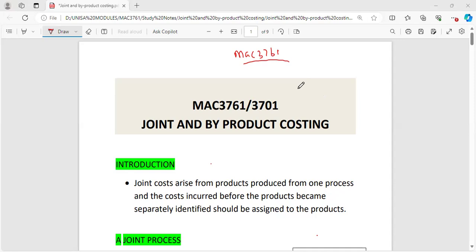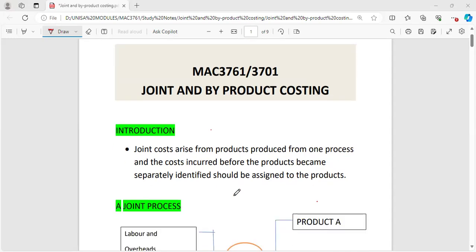So in that case, we can only be able to allocate the cost to the products after the split off point. So which means during the process, we cannot be able to allocate the cost to the products during the process because the process covers all the products. So we can only be able to allocate the cost to the products after the split off point. So that's basically what we'll be looking at in joint and byproduct costing.